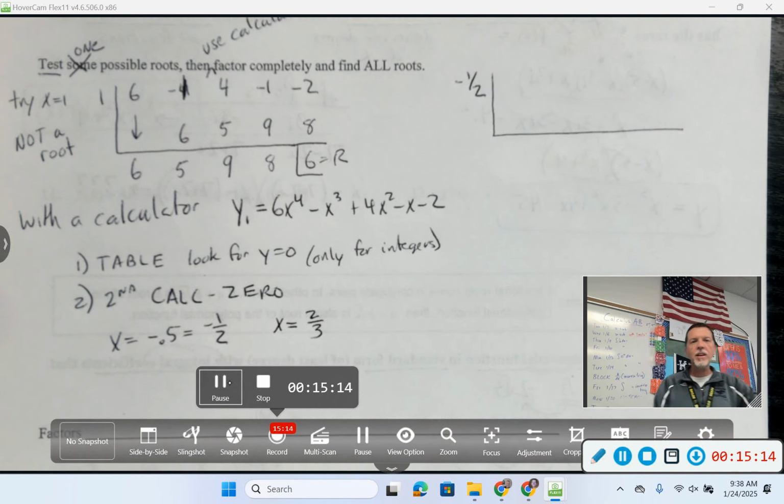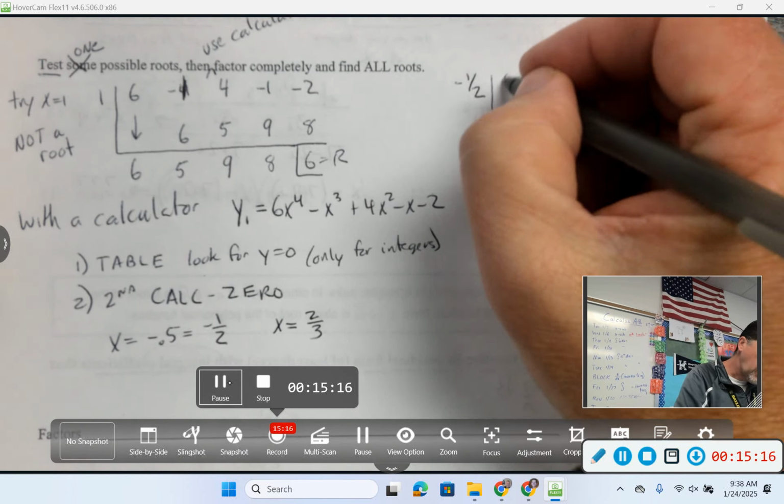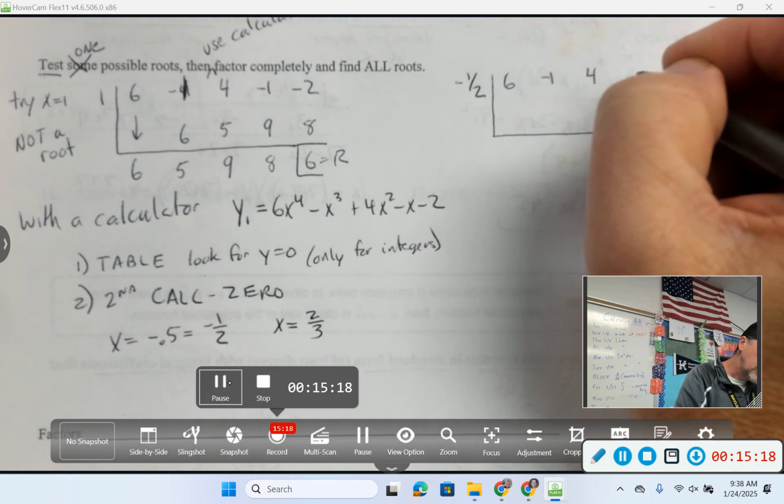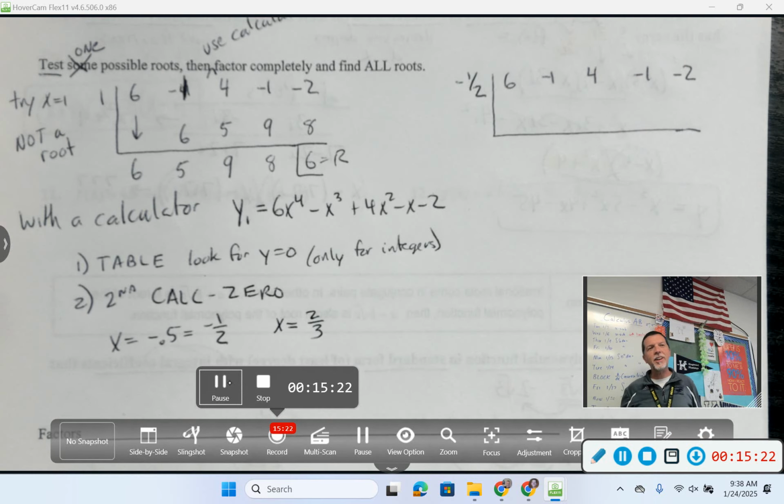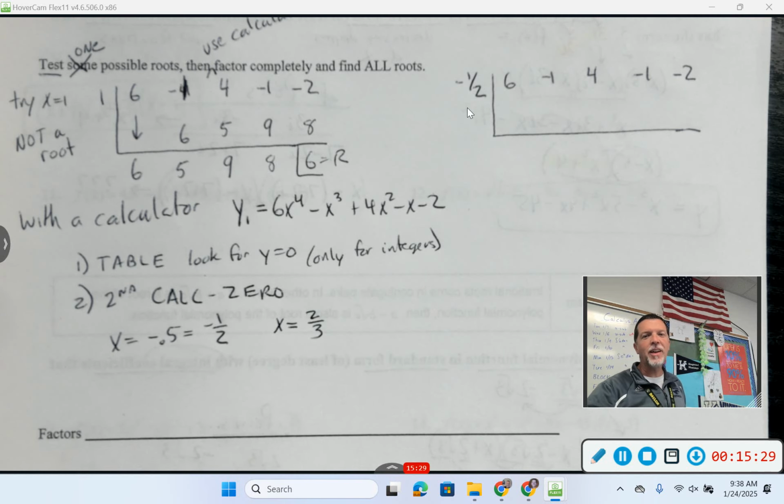So I'm going to synthetic divide with negative 1/2. And the good news about synthetic dividing with a known root is what? What should happen if x equals negative 1/2 is a root? Then what should I get over here at the end? 0. I should get a remainder of 0.